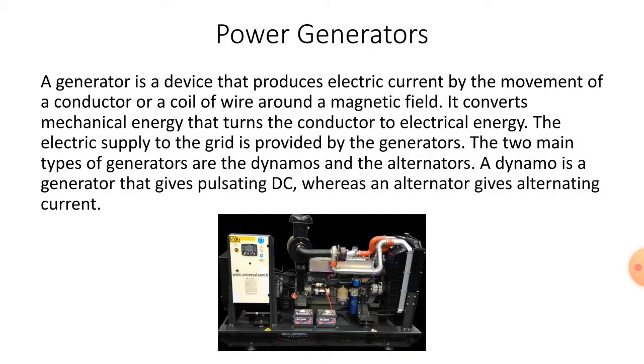Power generators. A generator is a device that produces electric current by the movement of a conductor or a coil of wire around a magnetic field. It converts mechanical energy that turns the conductor to electrical energy. The electrical supply to the grid is provided by generators. The two main types of generators are the dynamos and the alternators. A dynamo is a generator that gives pulsating DC, whereas an alternator gives alternating current.